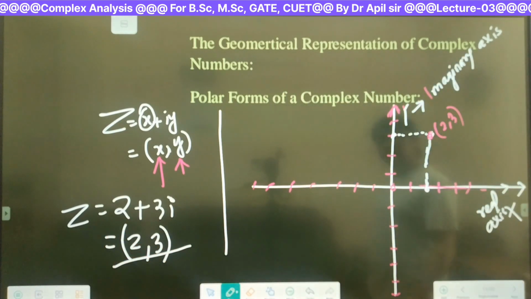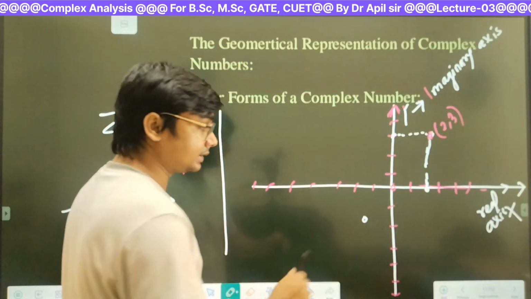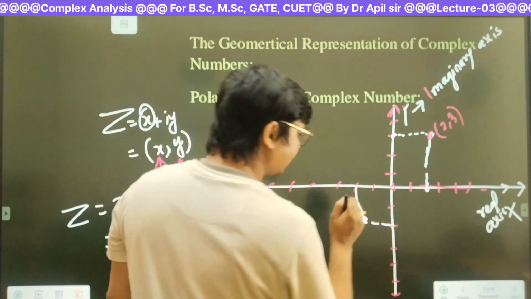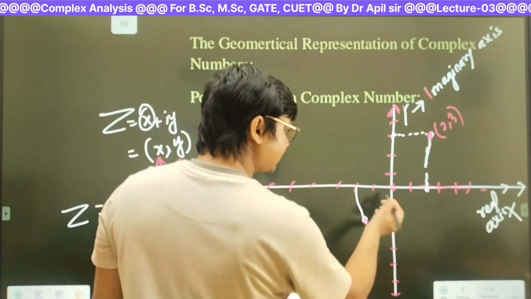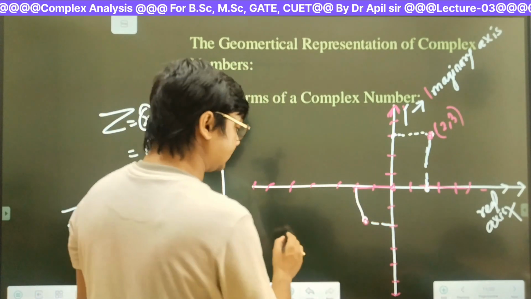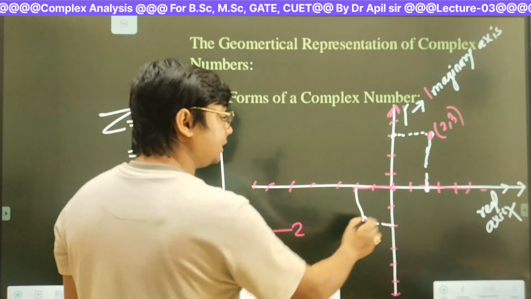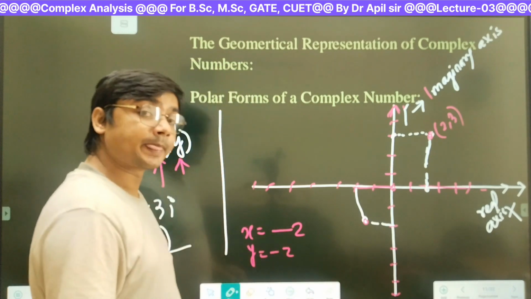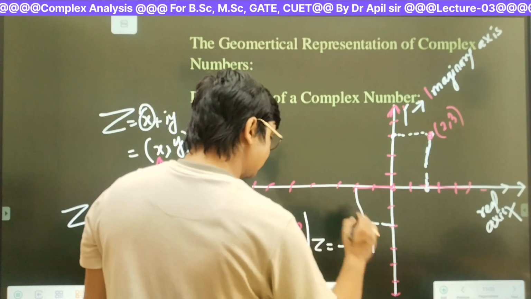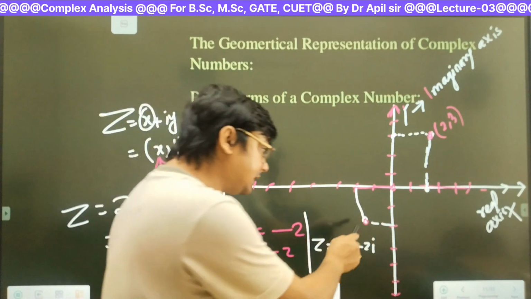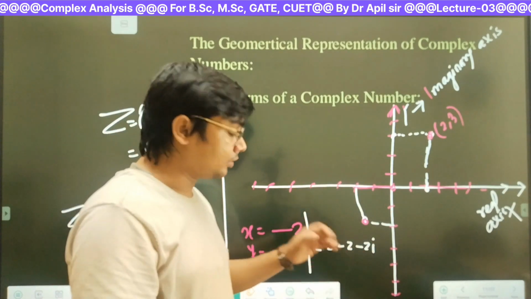And similarly, for any point, suppose we consider a point here, then we can easily find the real part and imaginary part of this complex number. For this point, what will be the value of x? This is -2, so x will be -2, right? And what will be y? y also will be -2. So what will be the corresponding complex number? This will be -2 minus 2i. That means each point of this plane, or of this system, will represent a complex number.